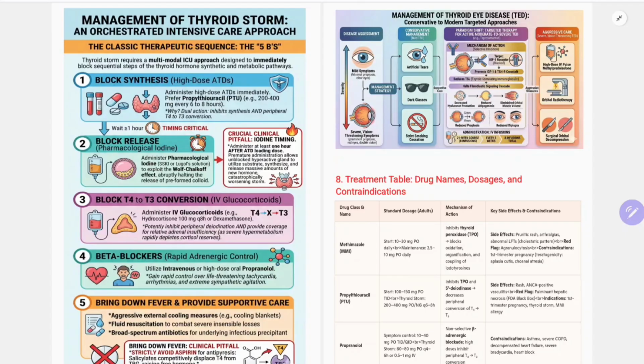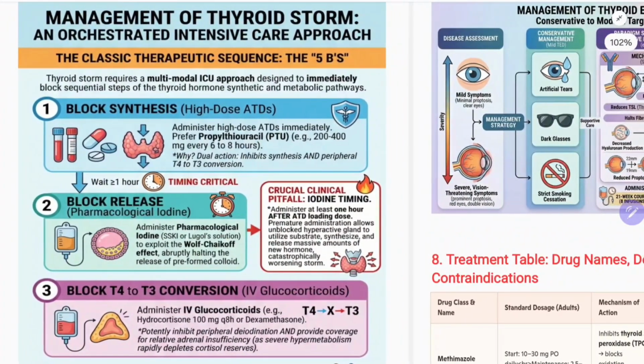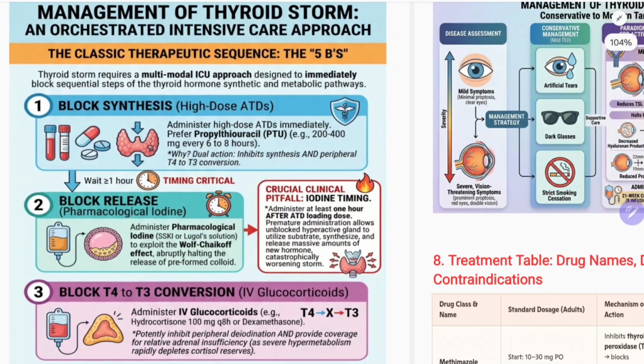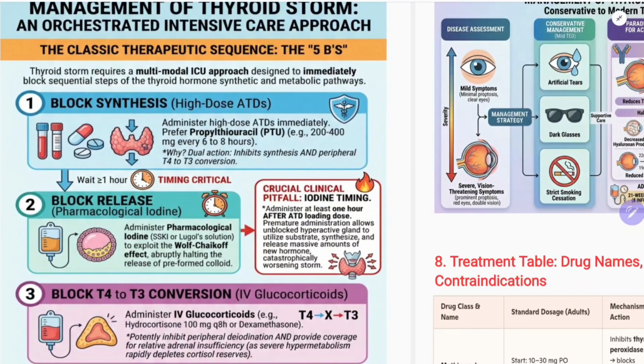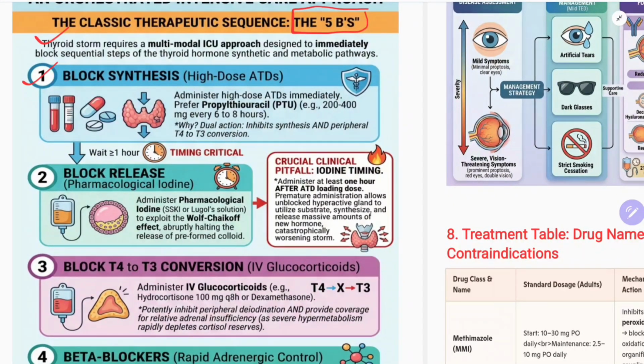Now we will finish this thyroid storm and we will stop. So management of thyroid storm, an orchestrated intensive care approach. Classically, by sequence we manage the thyroid storm. You can remember it by 5 B's. Thyroid storm requires a multimodal ICU approach designed to immediately block sequential steps of thyroid hormone synthesis and metabolic pathways. So first we will block the synthesis.